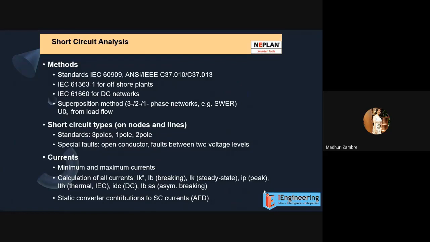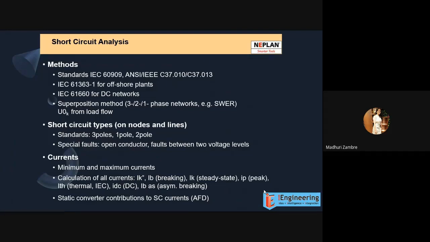Some standards as well as special fault conditions we can consider here. Then the last one is the maximum and minimum limit of the current, which we have to show and put. According to that, there are various types of current, as we know: the thermal, then the breaking current, steady state current, the peak current, so asymmetrical breaking. All the calculation of currents is done in software, and there is a provision to put all these things and we can get them as per our requirement.